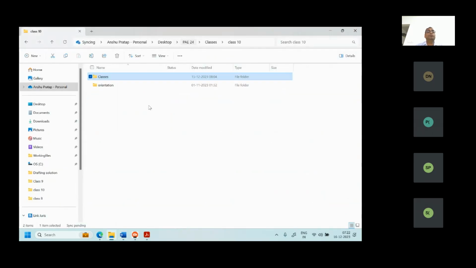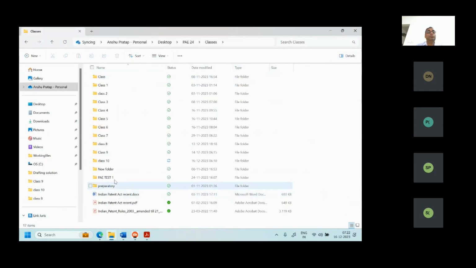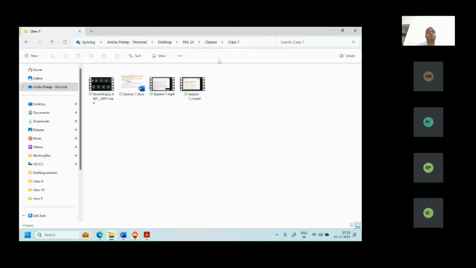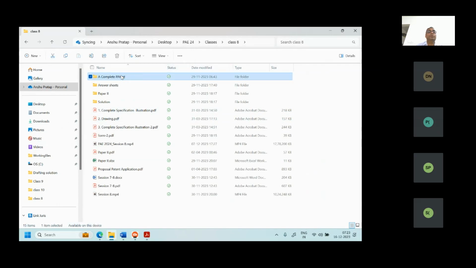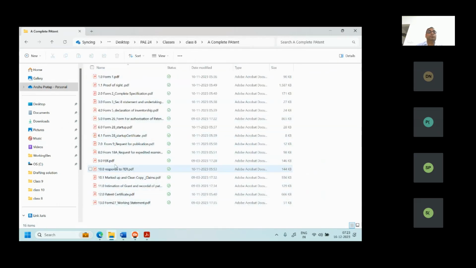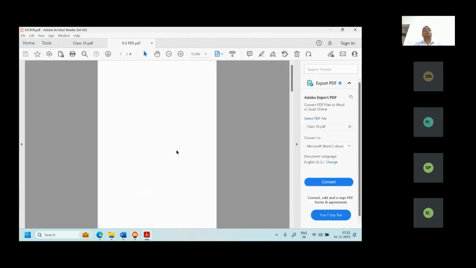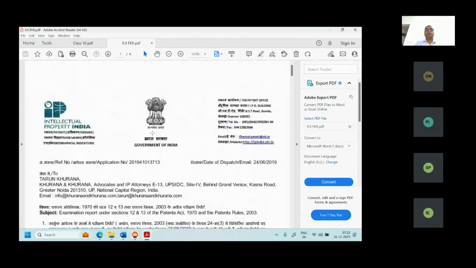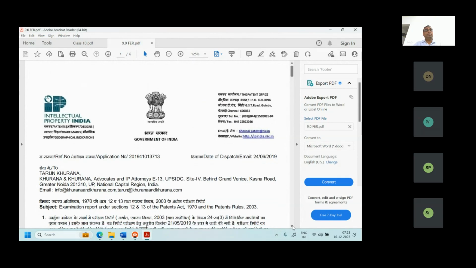I think I shared it with you. See, just to show you, this is how FER is issued. You already have this copy with you. You can go through this just for better understanding. So this is how it will come.